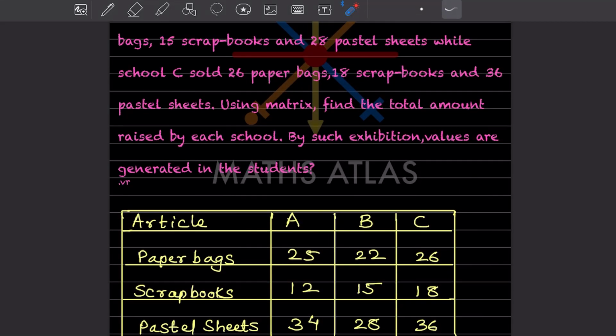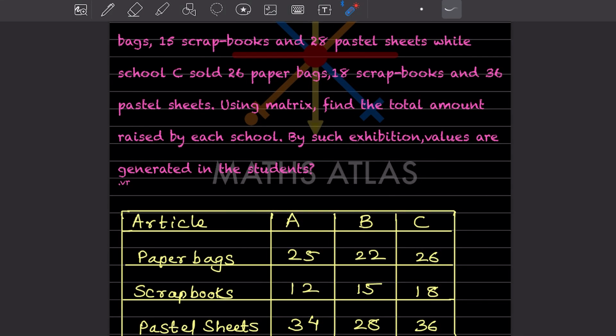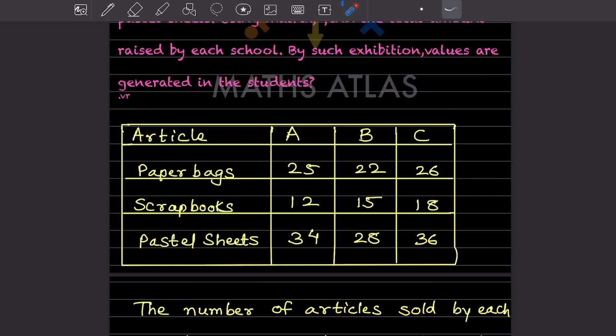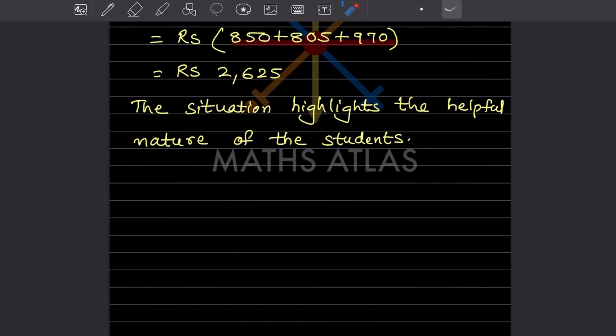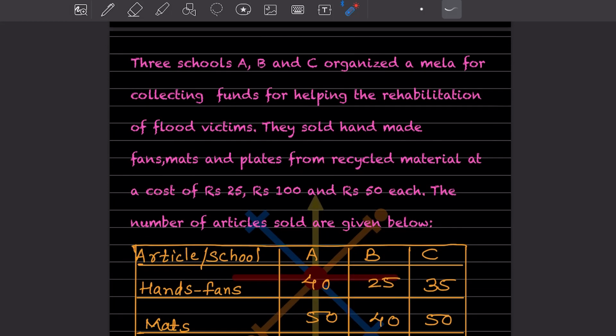And then what did they ask in the last sentence? They have asked, find the total amount raised by such an exhibition and what values are generated in the students. Now see here, what values are generated? The situation highlights the helpful nature of the students. So now this is the next one.